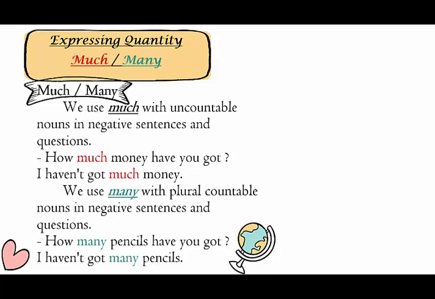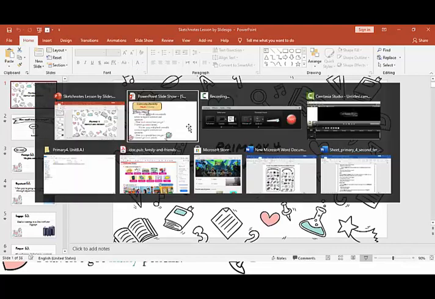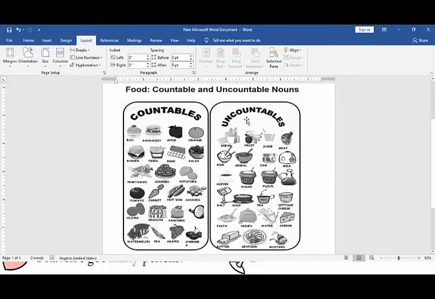Okay, and here we have a list of countable and uncountable nouns. Countables like bun, sandwich, apple, orange, burger, fries, egg, salad, vegetables, cookies, potatoes. Here we have a list of something you can count.